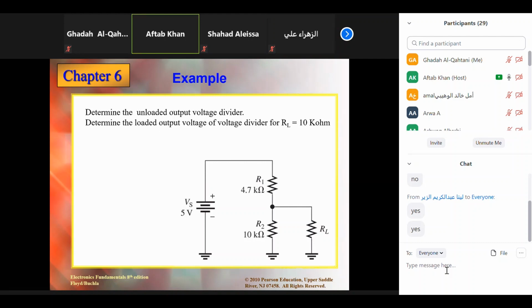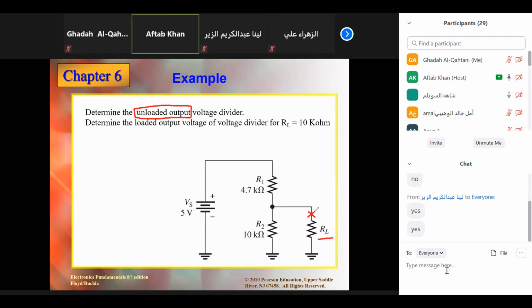Determine the unloaded output voltage of the voltage divider. What are they asking? Unloaded output. When I say unloaded, and you can see RL stands for load, they are asking first for unloaded, meaning without RL. So I will ignore this one, because they said unloaded, there is no load.